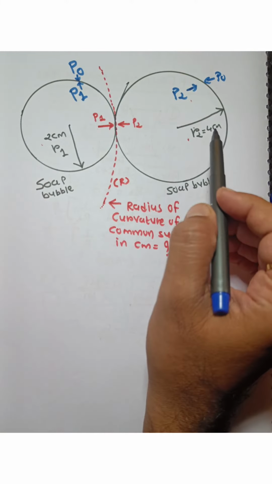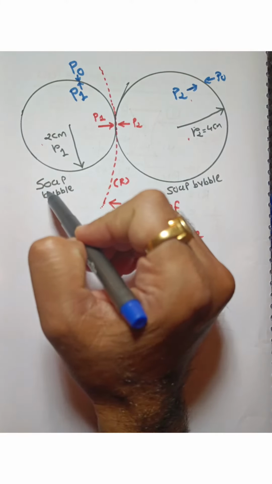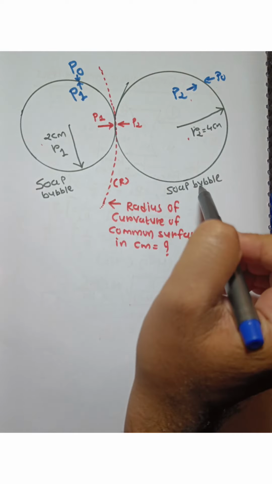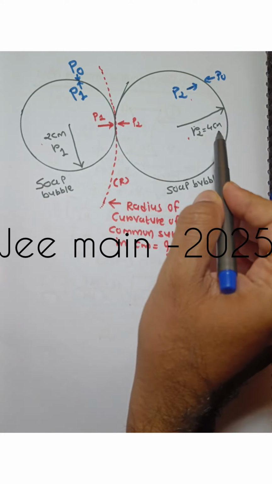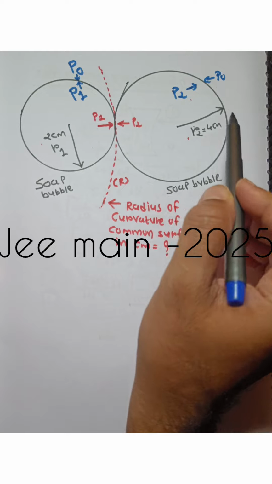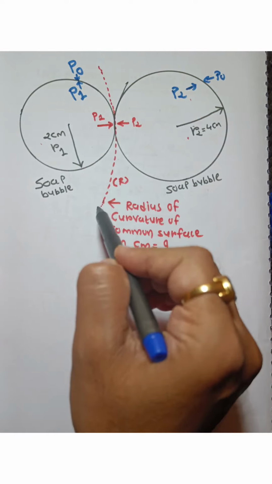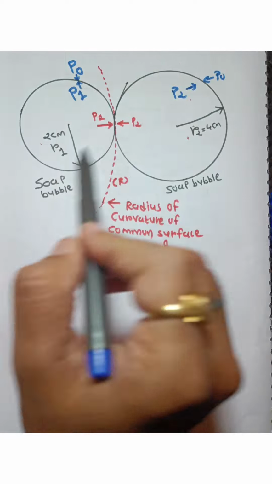JEE 2025 question. The radius of the first soap bubble is 2 cm and the radius of the second soap bubble is given as 4 cm. Then find the radius of curvature for this common surface.